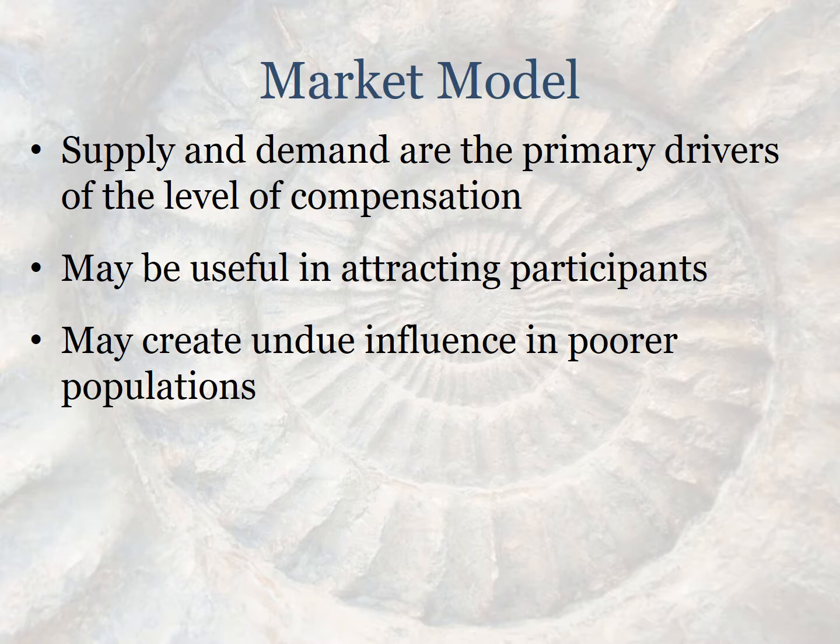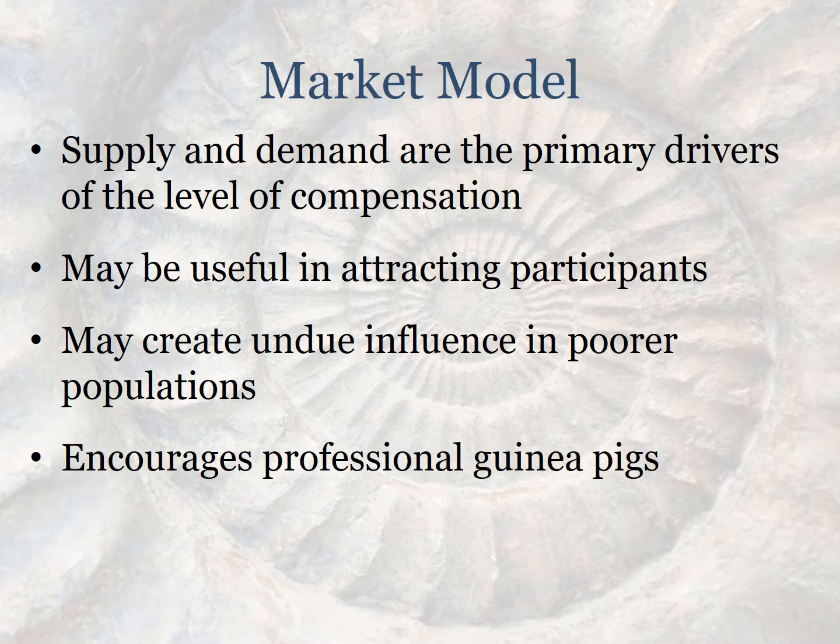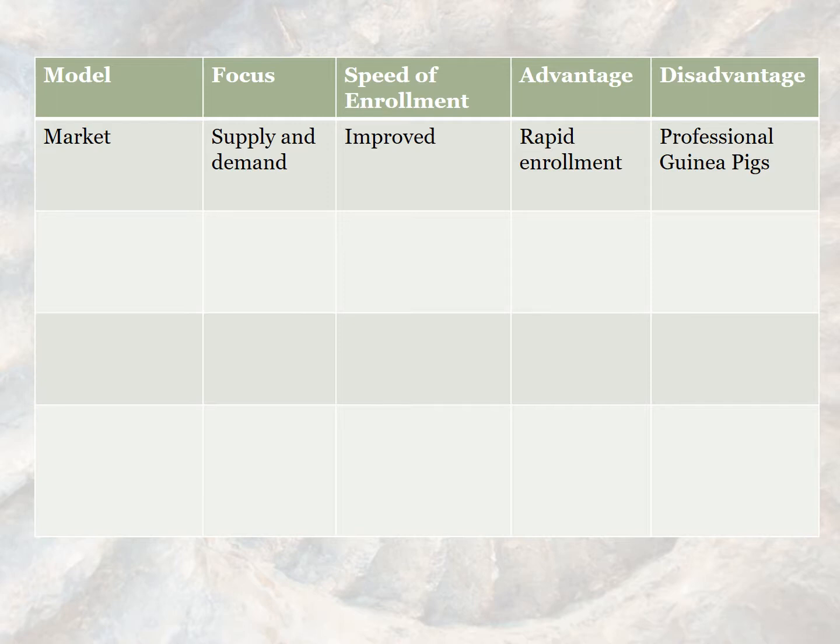And so the problem with the market model is that it can create some injustice in terms of who it attracts. And to this end, it encourages professional guinea pigs, people who do nothing but participate in clinical trials. And I have a link to an article about professional guinea pigs in the module. So the market model, the focus is supply and demand. The idea is it's going to improve the speed of enrollment. And the advantage is it can give you very rapid enrollment. And the downside is that it incentivizes people to become professional trial participants. And when they become professional trial participants, you're increasing their exposure to risk.